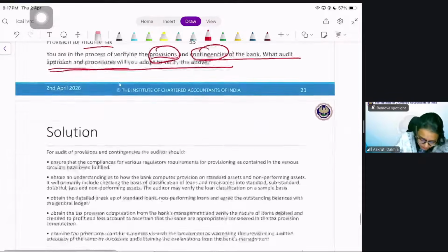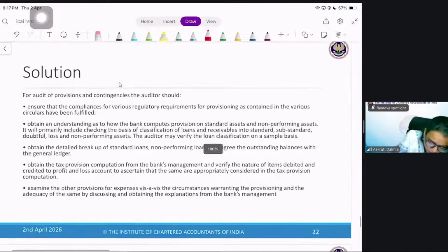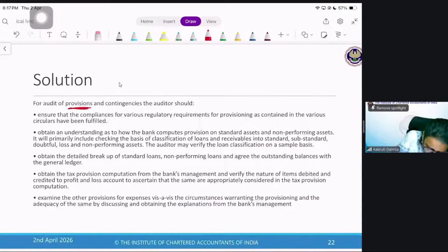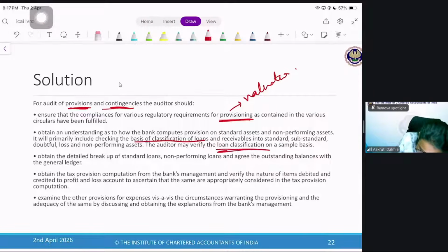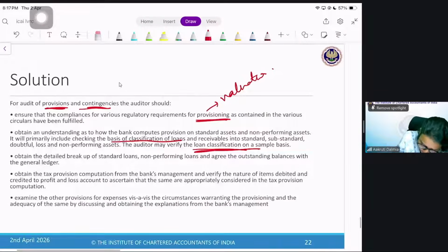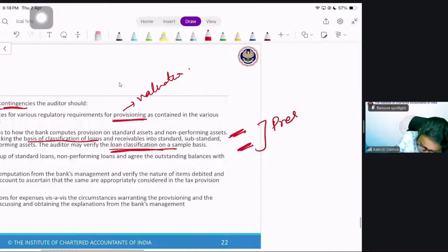Now, if we see the answer: ensure that compliance is... what are you verifying? Provisions and contingencies. Ensure compliances from various regulations regarding provisions, that is, valuation. Understand how the bank computes the provision for standard assets. It will include checking the basis for classification of loans and receivables, standard, substandard, etc. Verify the loan and classification. Again, this point and this point are both regarding presentation and disclosure.